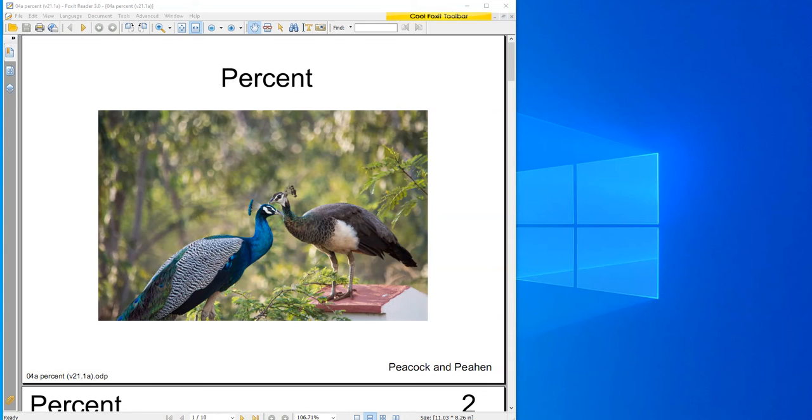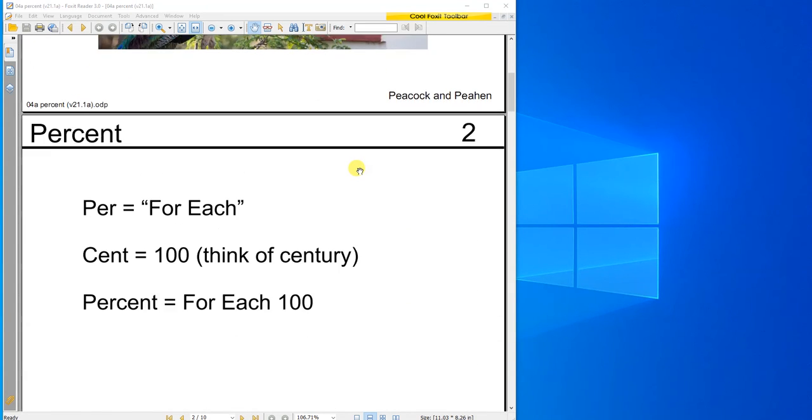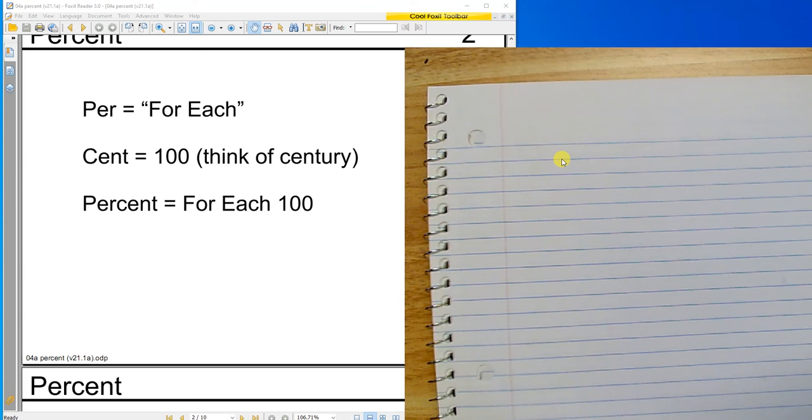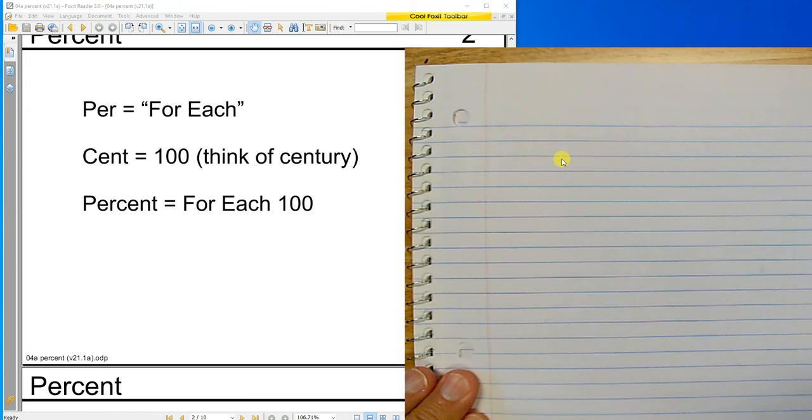And some of you are asking, hey, Mr. Barr, why are we doing percents? That was something I learned in an earlier class. It is, but it's something that you need to keep with you in your brain for the rest of your life. So let's start with our name on our notes, and our title is percent.